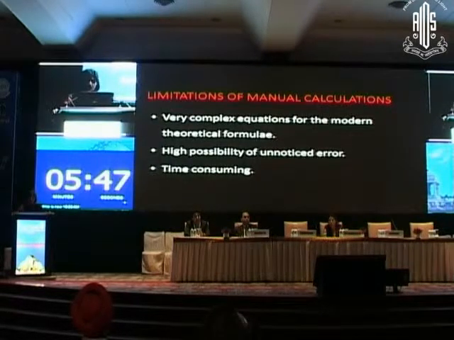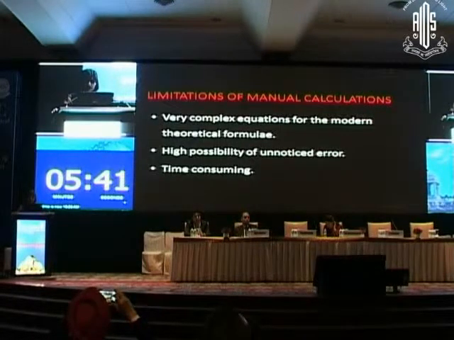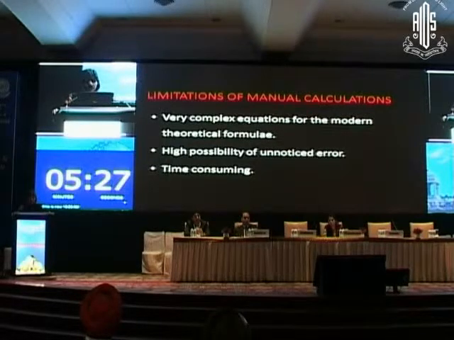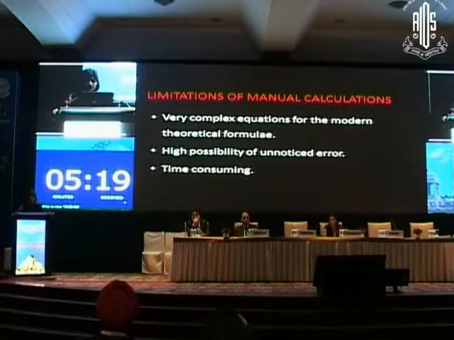This was a manual calculation that I showed you, but manual calculations have big limitations. This was the simplest of the formula, which I doubt anybody of us is using as of now. The theoretical formulas that we use nowadays, the modern formulas, they have extremely complex equations. To back calculate each and every case will be extremely time consuming, and there is a high possibility of unnoticed error. In fact, Dr. Hoffer himself agrees that when he back calculated for his formula, he had a mathematician sit with him to do all the calculations. So I'm sure we would not be able to do it accurately. Most of us would not be able to do it.